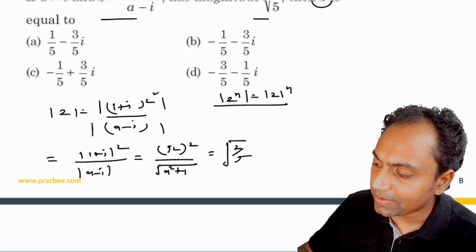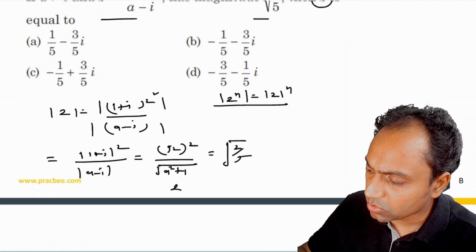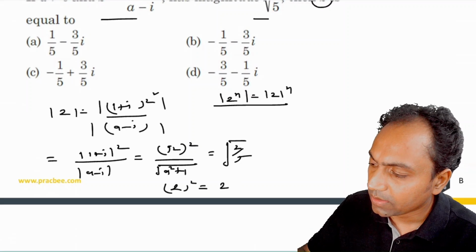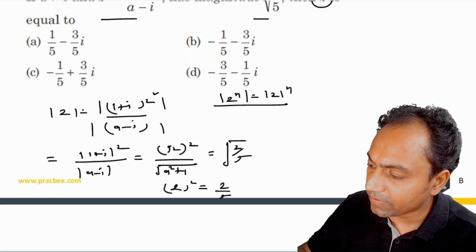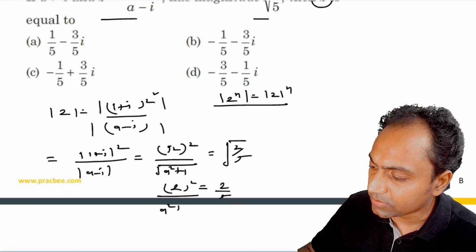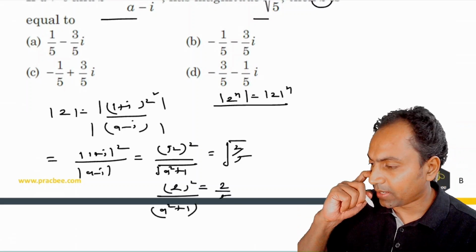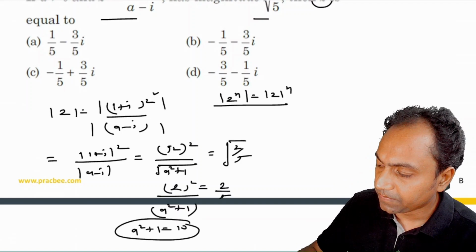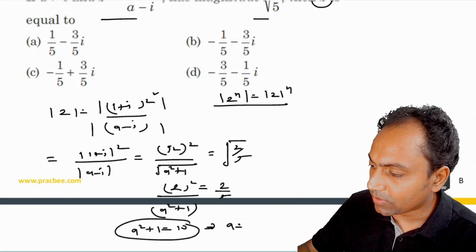If I simplify it and square both sides, the numerator becomes 2 square, that is, 2, as the mod gets removed. Here it becomes 5, and in the denominator it becomes a square plus 1. If I simplify it, the value of a square plus 1 comes out to be 10, and hence a comes out to be equal to plus minus 3.